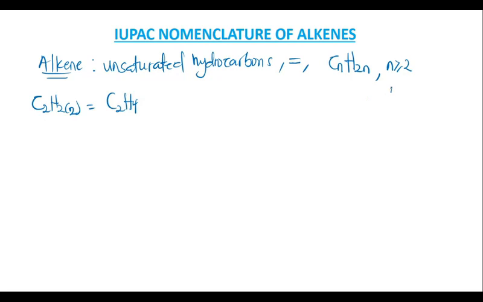So if n is equal to 3, then we have C3H(2×3), which is C3H6. So this is the next alkene, followed by this, and then it goes on like that.